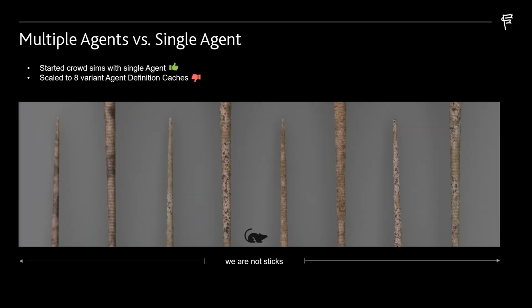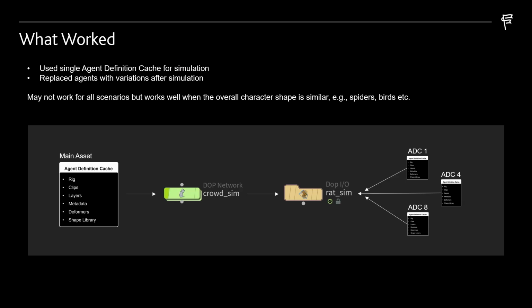Another thing we noticed while working with the simulations was that we started working with a single agent initially, because we had only one rig exported from Maya, and then we scaled up to 8 variations. As soon as we started using 8 agent definition caches, our simulation speed went down the drain. Everything was so slow. So what did we do about that? Basically, we fell back to using a single agent.